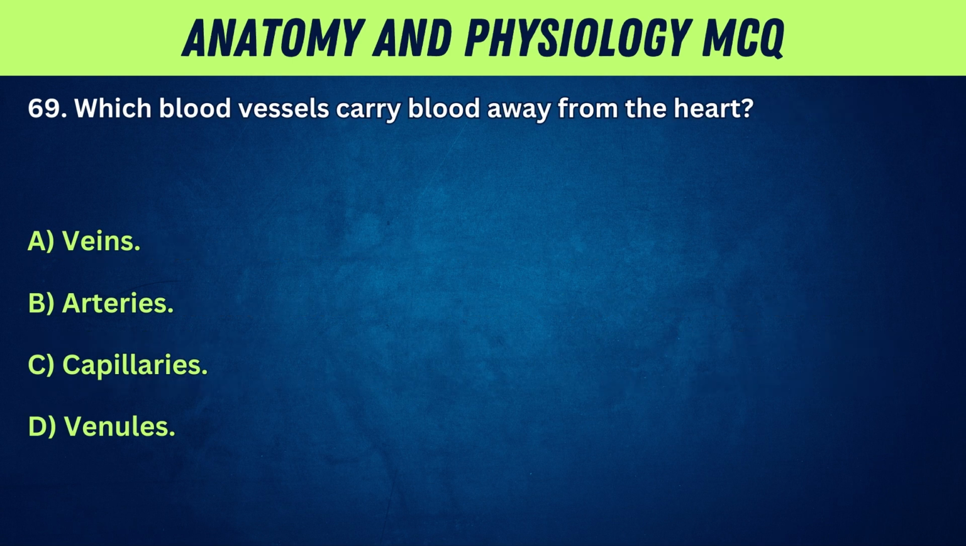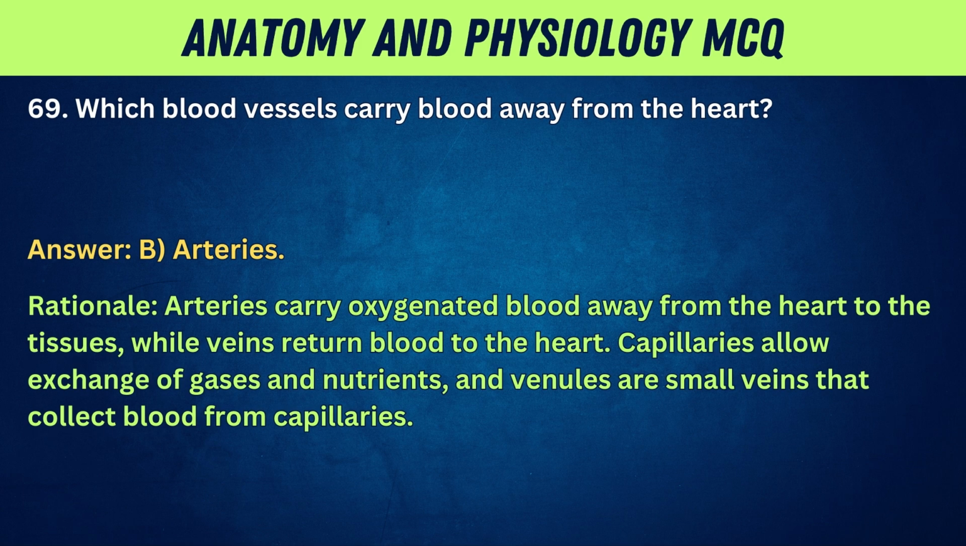69. Which blood vessels carry blood away from the heart? A. Veins. B. Arteries. C. Capillaries. D. Venules. Answer: B. Arteries. Rationale: arteries carry oxygenated blood away from the heart to the tissues, while veins return blood to the heart. Capillaries allow exchange of gases and nutrients, and venules are small veins that collect blood from capillaries.